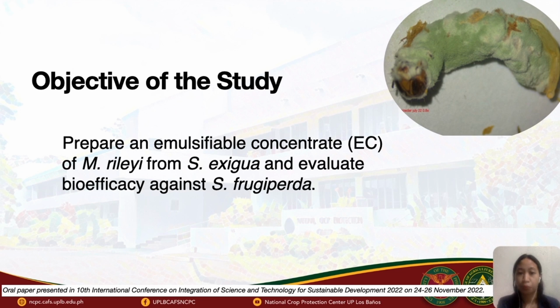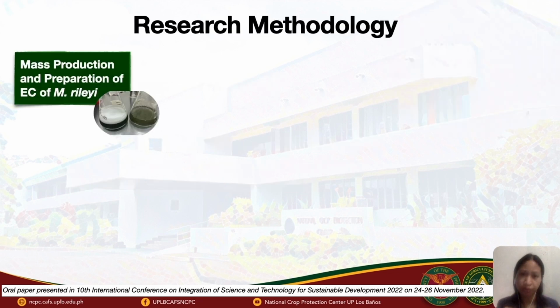Hence, this work was carried out to prepare an emulsifiable concentrate, or EC, of this fungus from Spodoptera exigua using various organic solvents and evaluate its bioefficacy against fall armyworm. We also determined the effect of these EC formulations on the mortality, growth, and development of the insect pest. To achieve our objective, the following activities were conducted in the laboratory from May to September 2022.